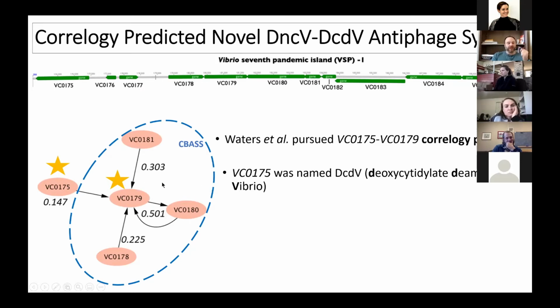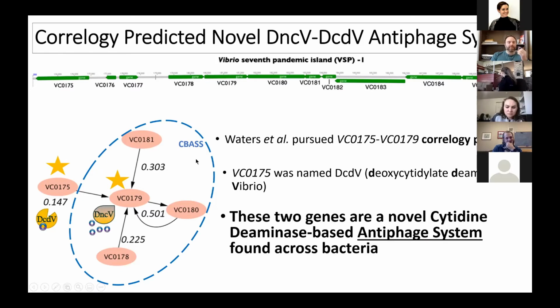They spent 2 years discovering the function of this 175 gene. It encodes a protein, and this protein is a deaminase, and they named it DCDV. And in fact, these two genes, 175 and 179, are a novel cytidine deaminase-based anti-phage system. And not only is it found in Vibrio cholerae, it's also found in many bacteria across the bacterial domain. So this was pretty exciting. And in fact, they found out through their wet lab analysis that this DCDV protein is in fact activated by the secondary messenger molecule that's produced by the protein encoded by 179.